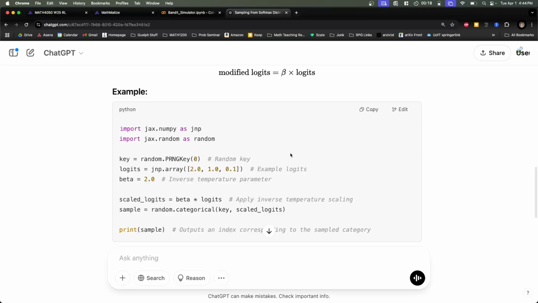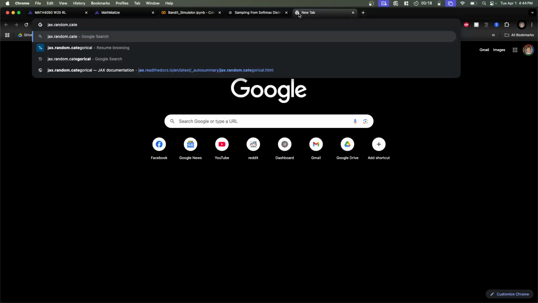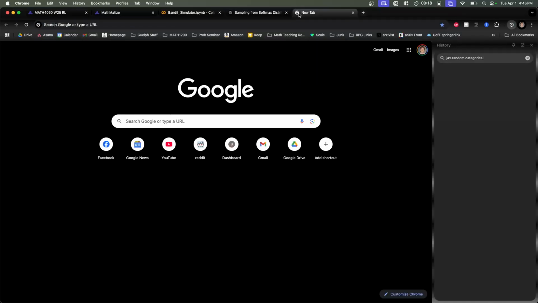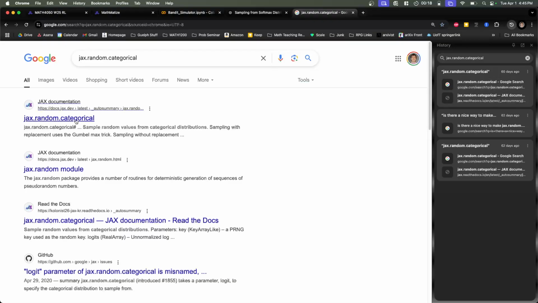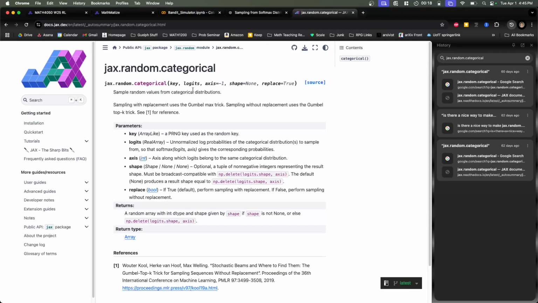Question over here. So what actually makes it do that? Is it the categorical? Apparently, this is true. I should not say that whatever ChatGPT says is true. But ChatGPT is claiming the command is jax.random.categorical. I guess you would confirm by going to jax.random.categorical, which apparently I've been to before, 60 days ago, yes. So there we go. It didn't lie to me. It really is this.